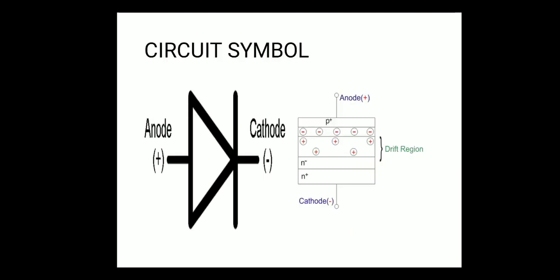So, this shows the diagram for the diode. Here it is the anode and this is the cathode. Anode is the positive one and the cathode is the negative one. This is the structural feature of a diode, where we can see the N plus region, N minus region and P plus region. P plus region forms the anode.